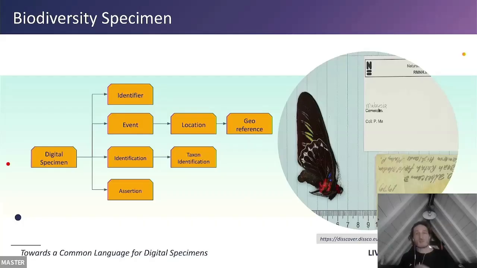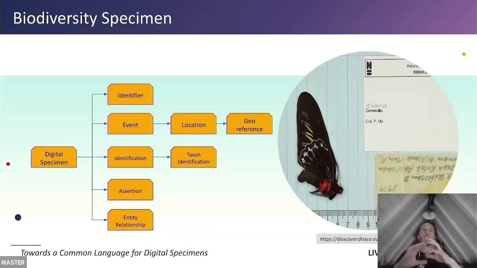Assertions: what's the length of the wingspan of this butterfly? And entity relationships, which I will go into more depth on in a couple of slides. And most of these also have relationships to an agent object, which is its own object. Think about assertions or collection. The collector is an agent, and that agent then has identifiers, and this is how we get these huge relations between all these different classes.